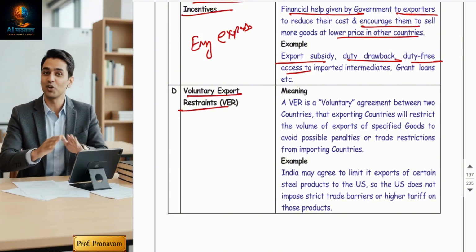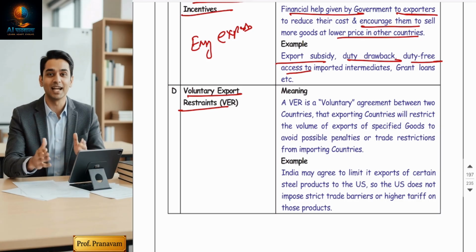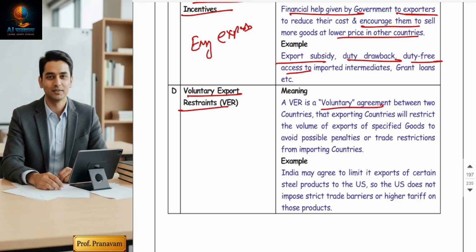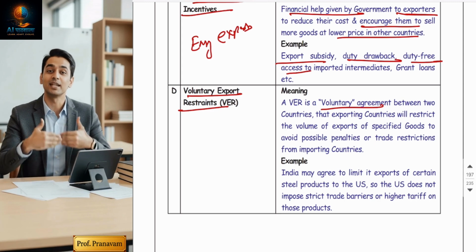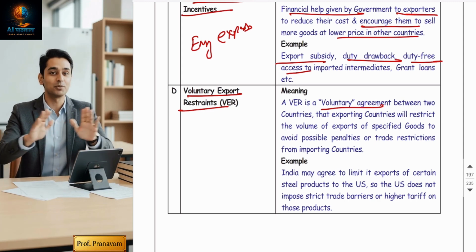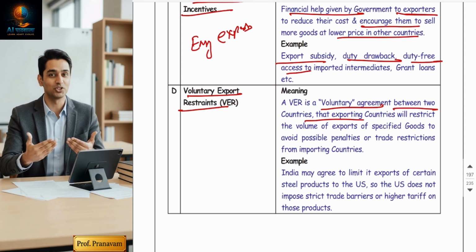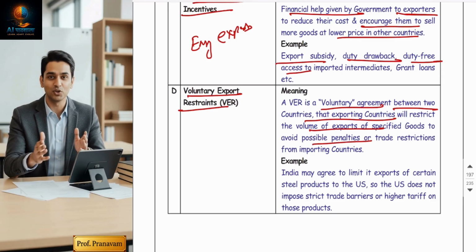Last, voluntary export restraints. What is voluntary export restraints? VER. Guys, VER is an agreement. It is a voluntary agreement where exporting countries limit exports to avoid stricter action by the importing countries. Guys, it's like quota restriction.